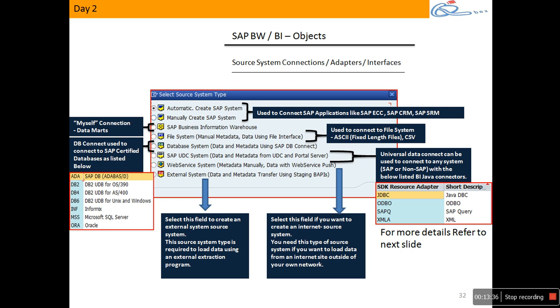I can connect any application using this UD Connect, right? Whether it is SAP or non-SAP database, anything can be connected. But the only problem is this is based on the Java connector, Java stack, Java programs. That's why it does use things like JDBC, Java Database Connectivity, ODBO, SAP query, XMLA. It does use these connectors to connect to any of this. But since it is placed on the Java stack, the performance is slower when compared to other connections. The others are based on ABAP or RFCs, but this is based on Java stacks.